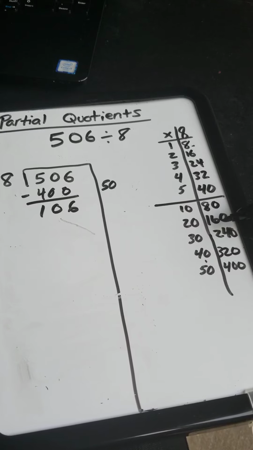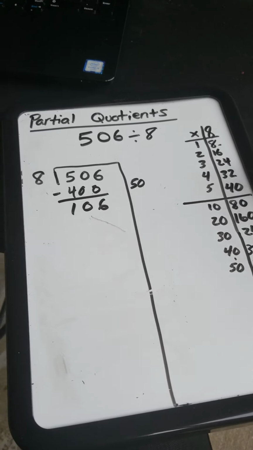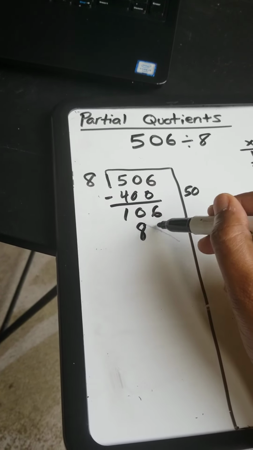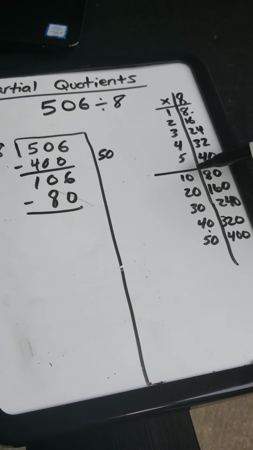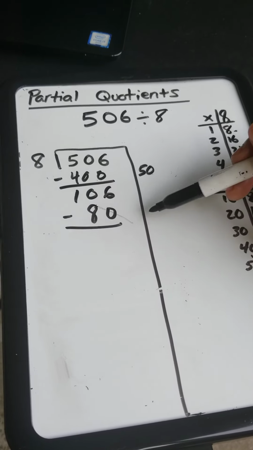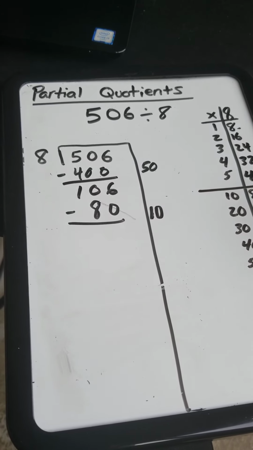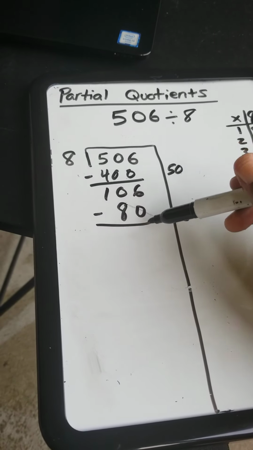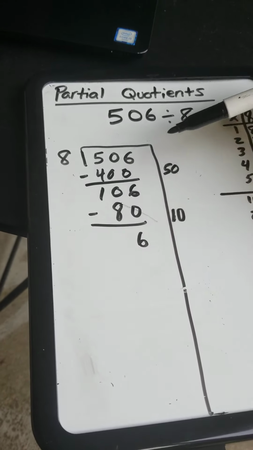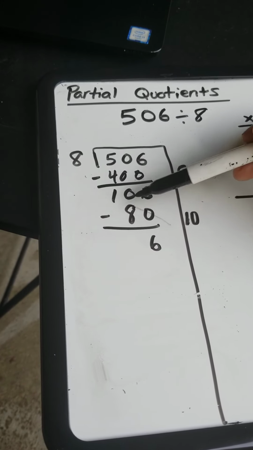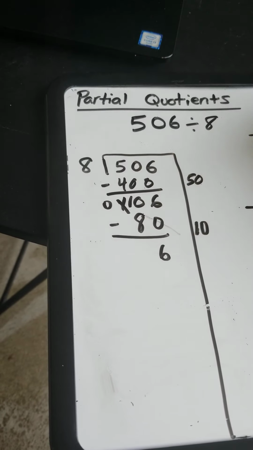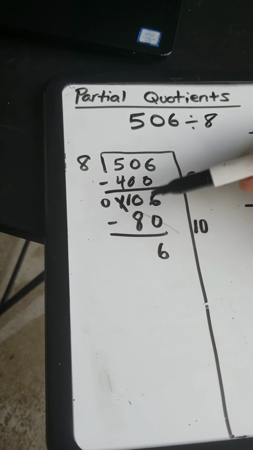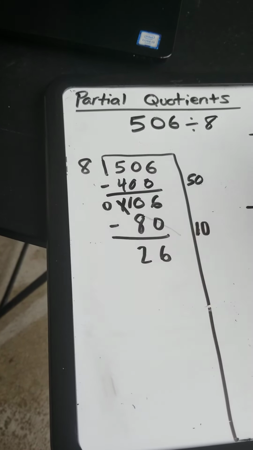160 is too much. Let's try 80. The partial quotient for 80 is 10. 6 minus 0, 6. I can't borrow from 0. So now that's 10 minus 8, 2.